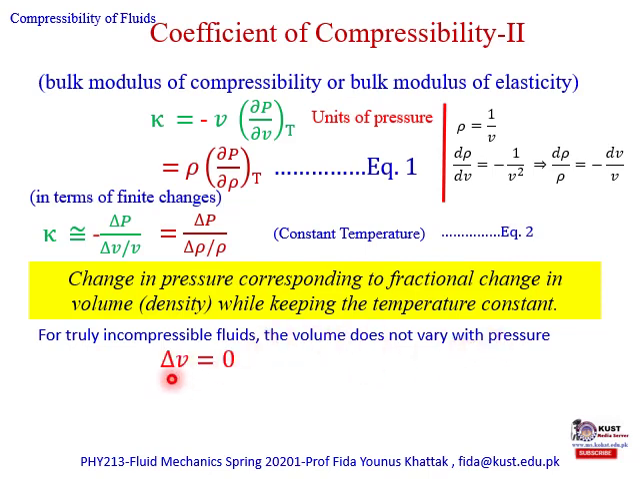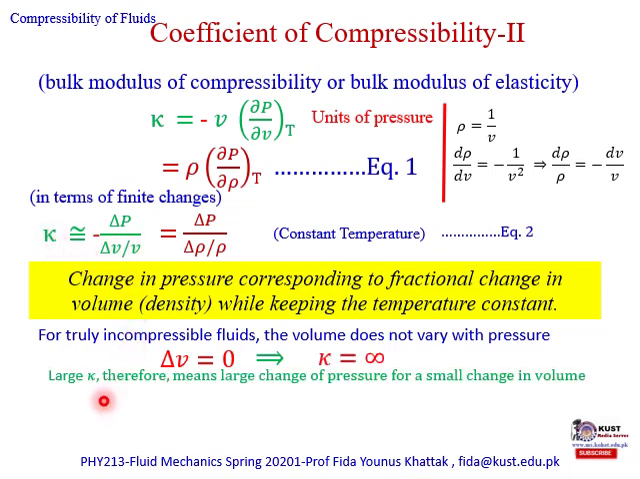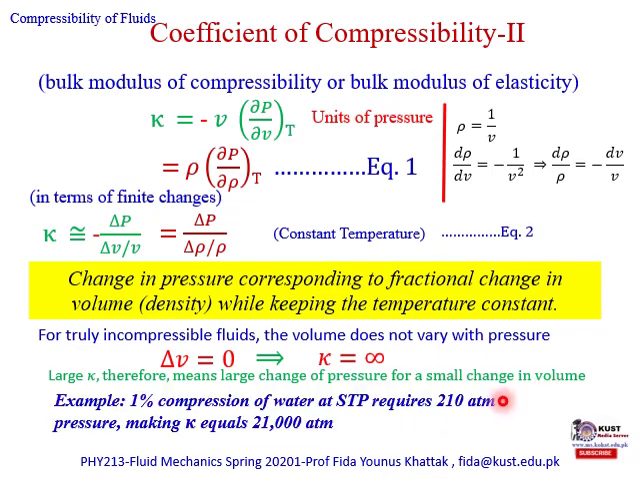For truly incompressible fluid, the volume does not vary with pressure. That would mean that you have delta V is equal to 0. Putting delta V equal to 0 into this relation would mean that kappa is equal to infinity. So large kappa therefore means large change of pressure for a small change in volume. For example, when you have 1% of compression of water at standard temperature and pressure, that would require 210 atmospheric pressure. And putting these values would make kappa equal to 21,000, which is a huge value for kappa.